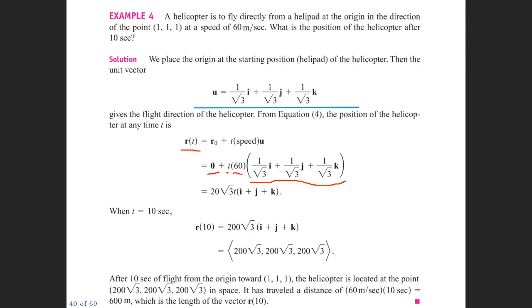And then the question says, what is the position after 10 seconds? We can calculate that that must be (200√3, 200√3, 200√3).